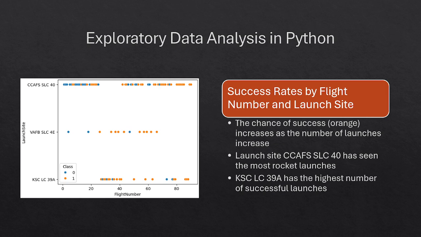This first chart we're looking at is the success rates by flight number and launch site. To make it simple, an orange dot is a successful launch, and a blue dot is an unsuccessful launch. I can see right away that it appears the more times these rockets were launched, the more successful SpaceX got at retrieving the booster. In particular, one of these launch sites, KSC LC39A, seems like it might be a little more successful than the other launch sites. I just see a lot of orange here, and I'm going to look into that later.